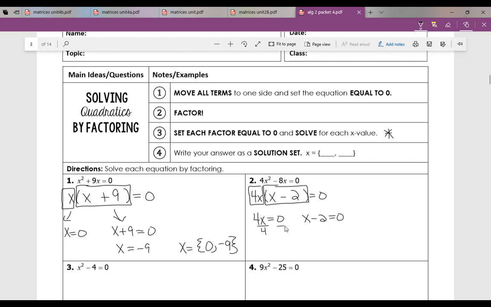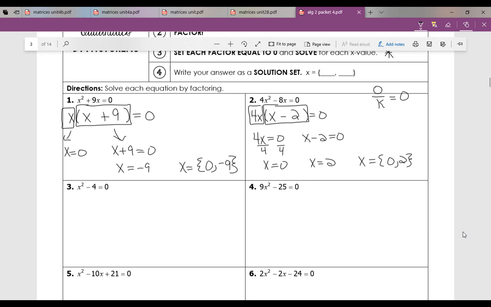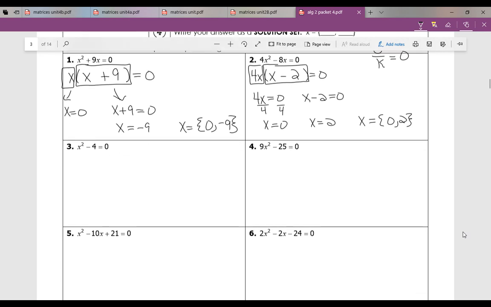When you divide both sides by 4 in the first one, you get 0. Remember, it is okay to have 0 in the top. Okay? When we add 2, we get x equals 2. So your solution set will be 0 and 2. Now, the next 2 are also binomials. And then you notice 5 and 6 start getting into trinomials.